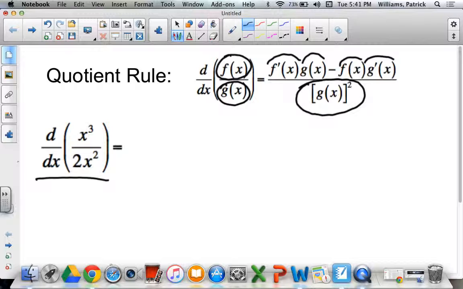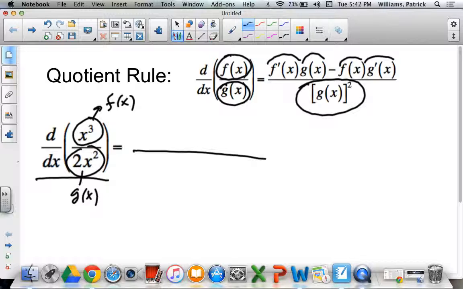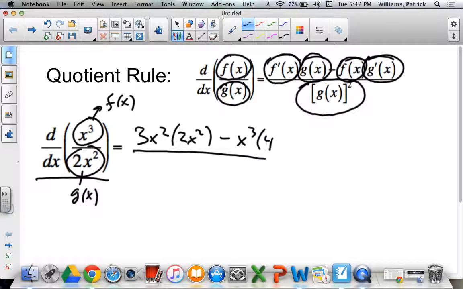Pause the video. Alright, if you gave it a shot and you tried to evaluate it, you would have seen that x cubed in this case was f of x, or our upper function, and 2x squared is g of x, or our lower function. So if we apply this, we'll look at this step first, the derivative of the upper, which is 3x squared, multiplied by the lower function, which is 2x squared, minus the upper function, x cubed, multiplied by the derivative of the lower function, 4x, then all over the lower function squared. So that'll be 2x squared, the quantity squared.